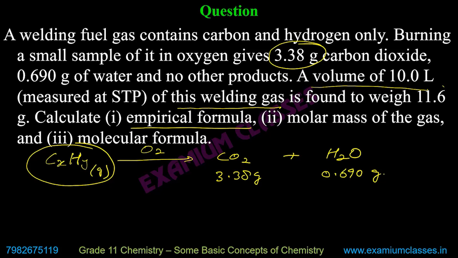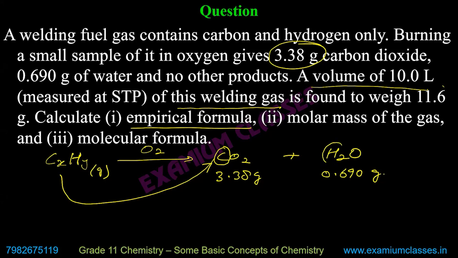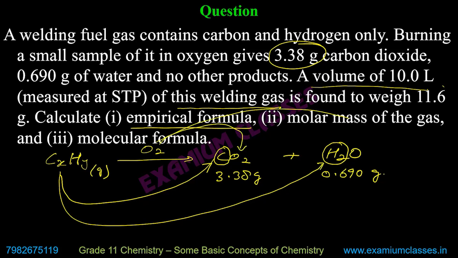In CO2, all the carbon is coming from the hydrocarbon. That is the concept we need to understand, because it said there is no other compound and only carbon and hydrogen. So whatever carbon is here is from the compound. Similarly, whatever hydrogen is here is from this compound. Oxygen obviously came in from the atmosphere.